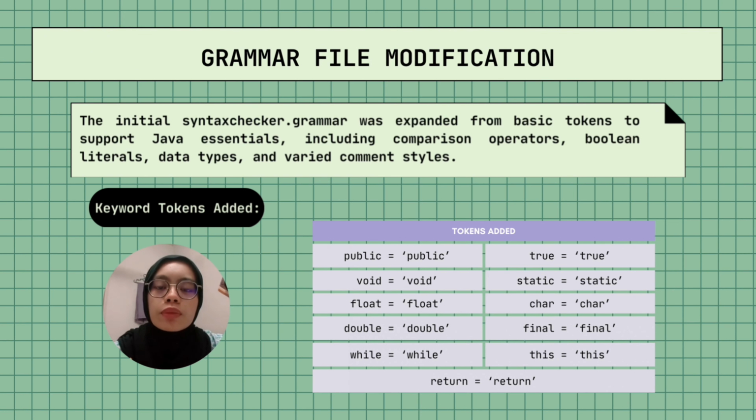Moving on to grammar file modification. The initial syntax checker was expanded from basic tokens to support Java essentials, including comparison operators, Boolean literals, data types, and varied comment styles. There are 11 tokens that we have added, such as public, true, void, static, float, char, double, final, while, this, and the last one is return. That's all the keyword tokens that we have added, and we declare each as its own name. Like public, we declare it as public, and so on.